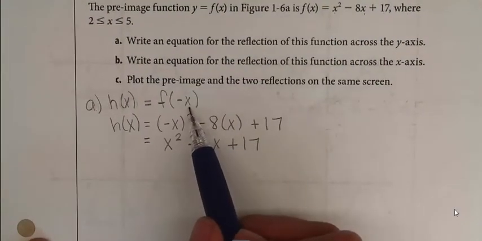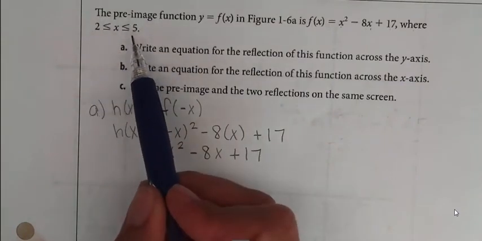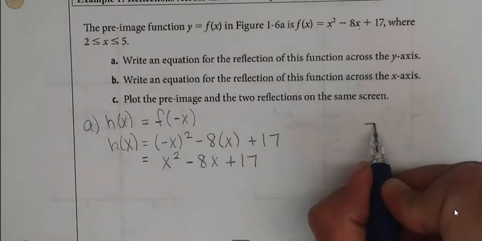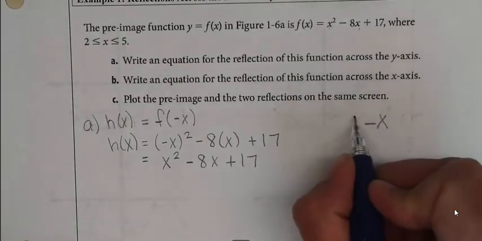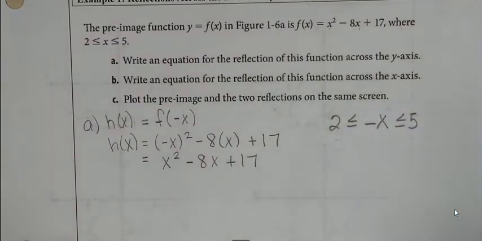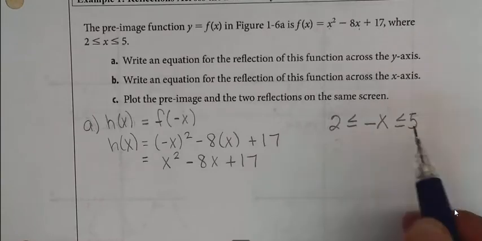Now notice that we changed our input. That means that our domain also needs to change. We're doing the opposite of our inputs, so we're going to do the same thing with our domain. The opposite of our x value is going to be in between 2 and 5. However, in order to get x by itself, I have to take the opposite of both of these and flip these signs.